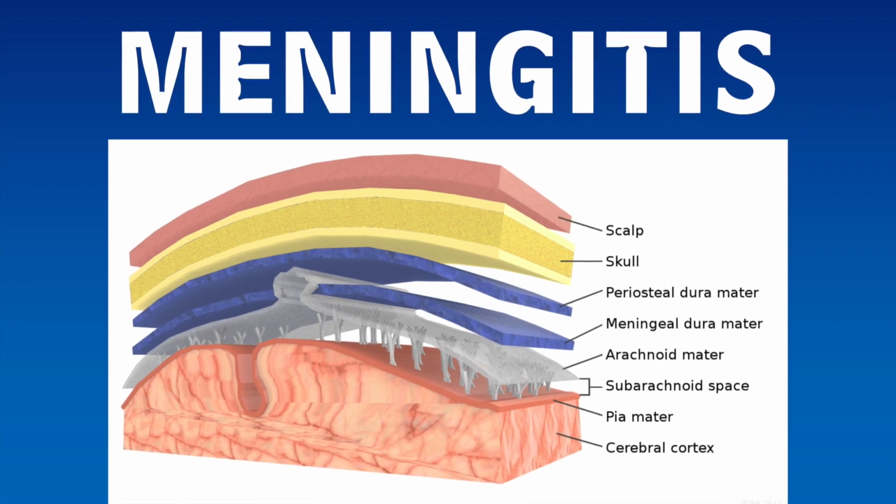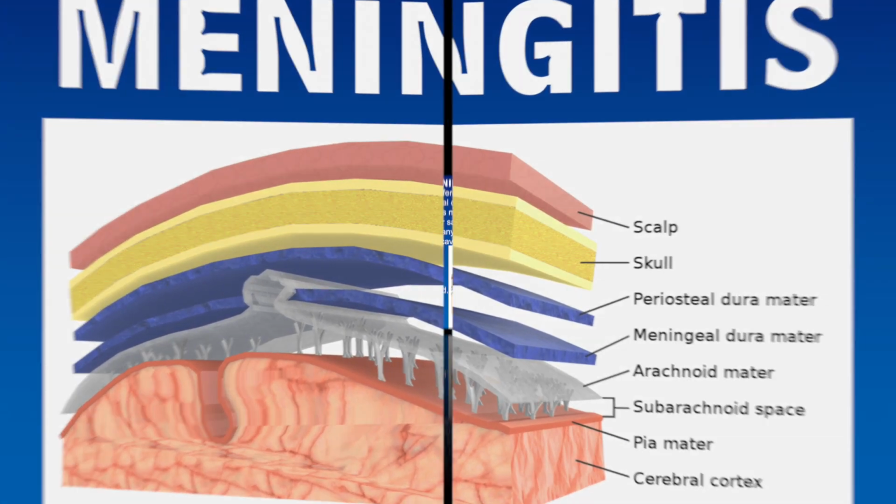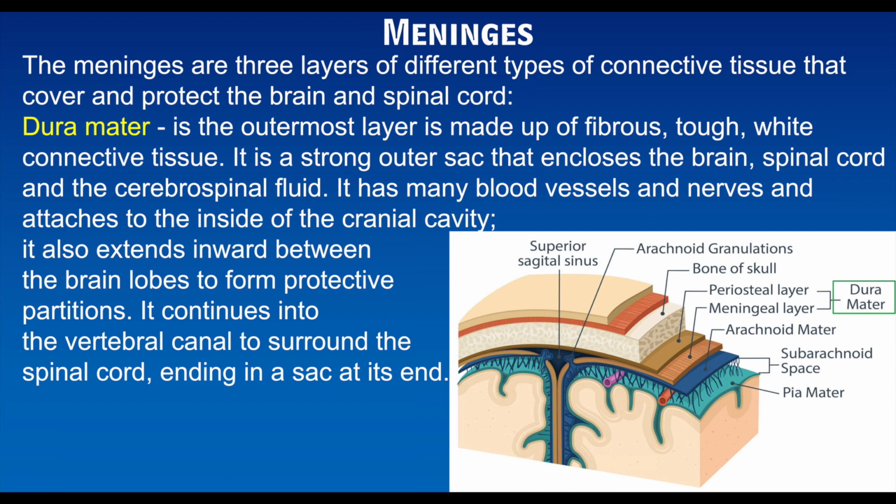In this video, we are going to discuss meningitis. Before going to learn the disease condition, let us know what the meninges are. The meninges are three layers of different types of connective tissue that cover and protect the brain and spinal cord.